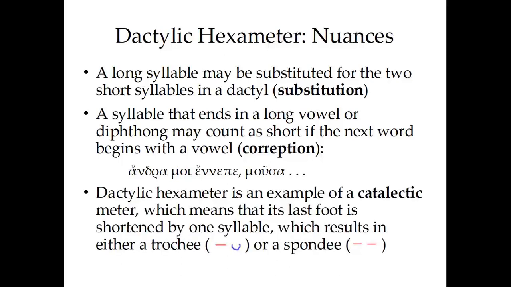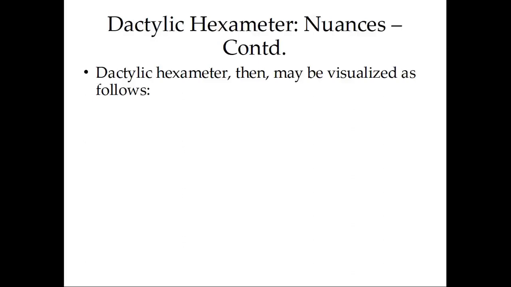Dactylic hexameter is an example of a catalectic meter, which means that its last foot is shortened by 1 syllable, which results in either a trochee, a long short, or a spondee, long long. That's why we saw that variation at the end there.